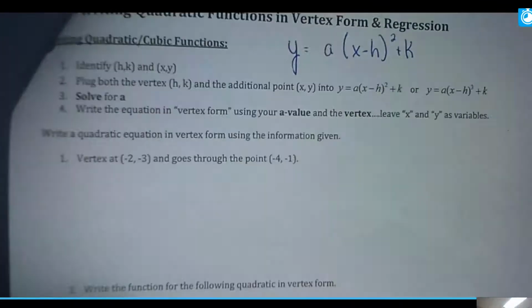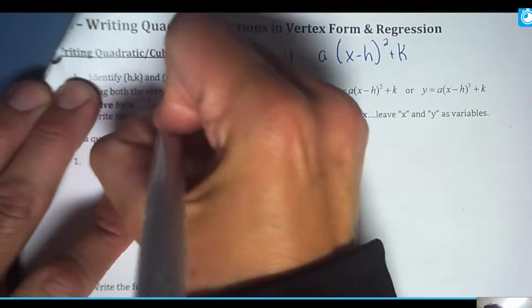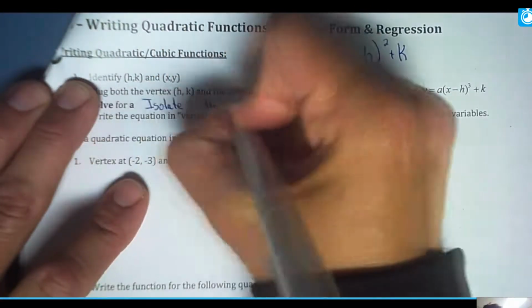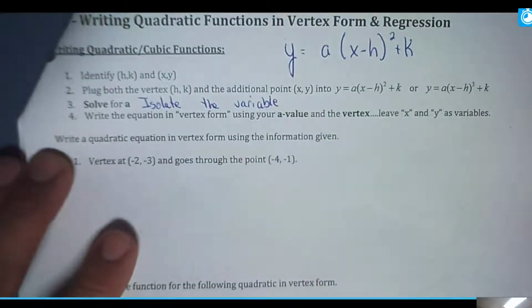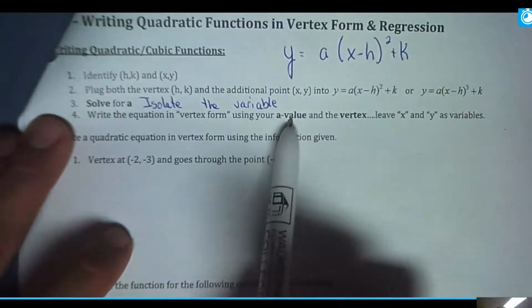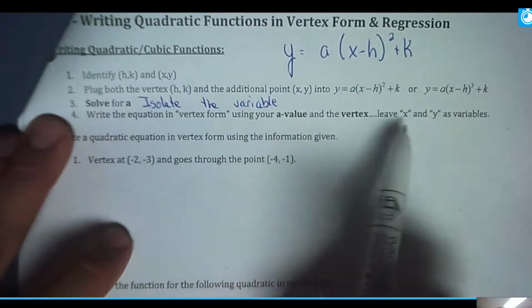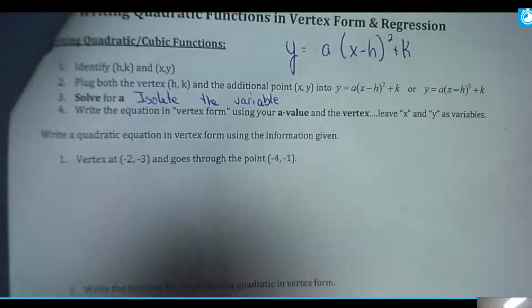And solving for a is always going to involve the process of isolating the variable. So working PEMDAS backwards after you clean it up a little bit. And then we're going to write the equation in vertex form. We're going to put our a value in, our vertex, and we're going to leave x and y as variables. So let's go ahead and get started.